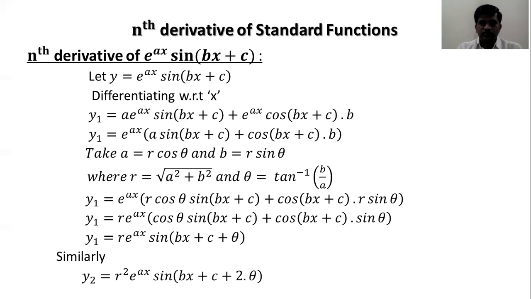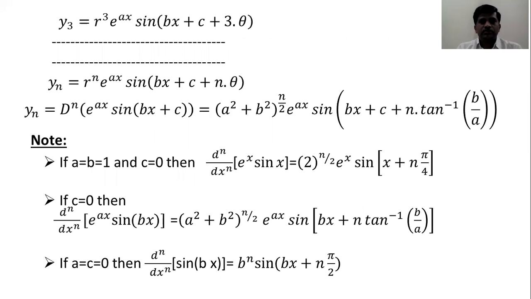Similarly, y2 = r square e^x sin(bx + c + 2 theta). See here, if you keep on differentiating, you can see only two changes: the power of r is increasing, as well as the multiple of theta. Similarly, y3 = r power 3 e^x sin(bx + c + 3 theta), and so on. To differentiate n times, yn = r power n e^x sin(bx + c + n theta).